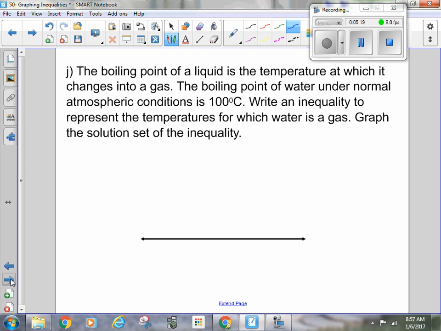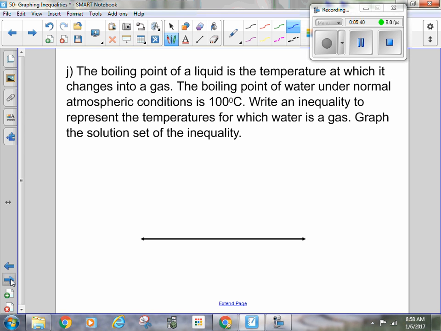All right, last one here. The boiling point of a liquid is the temperature at which it changes into a gas. So steam, like if you're boiling water. The boiling point of water under normal atmospheric conditions is 100 degrees Celsius. Write an inequality to represent the temperatures for which water is a gas. Graph the solution set of the inequality.